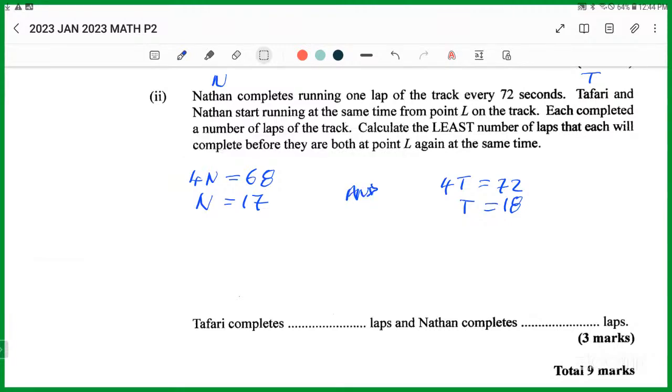You want to know how many 4 seconds you need to add up to 68, which is the total lap time for Tafari. And how many 4 seconds you need to add up to 72, which is the lap time for Nathan.